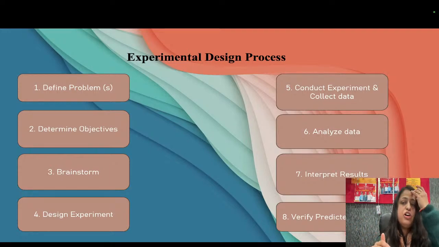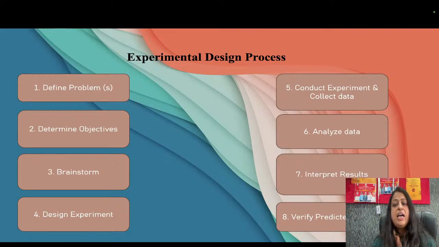Then I will go for the interpretation of the results, what type of responses I am getting from it. Then I will verify the predicted results, meaning whether the experimental results are complying with the statistical results or not. I will go for that prediction. So this is the whole process.